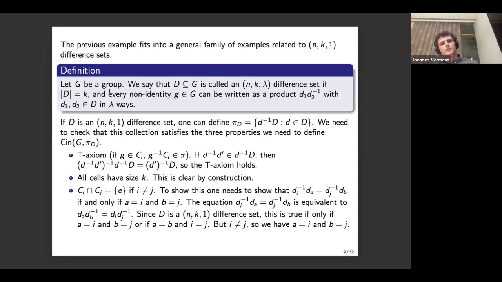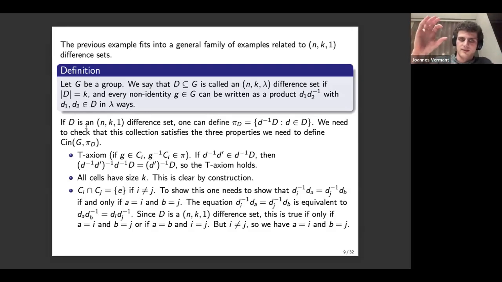So a subset D of a group G is called an NKλ difference set if the size of the set D is K, and if every non-identity group element can be written as a product D1 times D2 inverse, with D1 and D2 being elements of D, in λ ways. And this N in the definition is the size of the group.